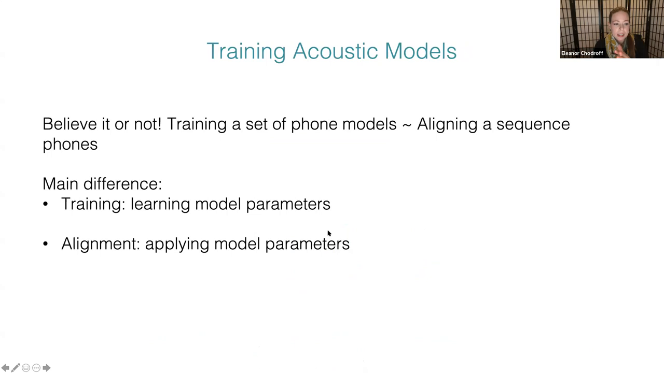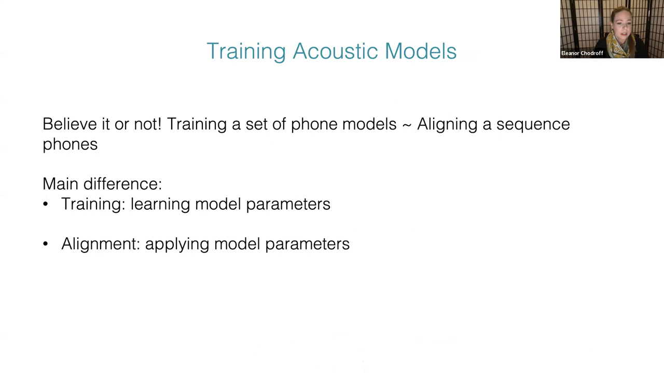Believe it or not, training a set of phone models, so for every language you have to define a set of phones, is equivalent, or part of the same process as aligning a sequence of phones. The main difference is that training is learning the model parameters and alignment is applying the model parameters, where the model is that GMM-HMM framework with some extra stuff.